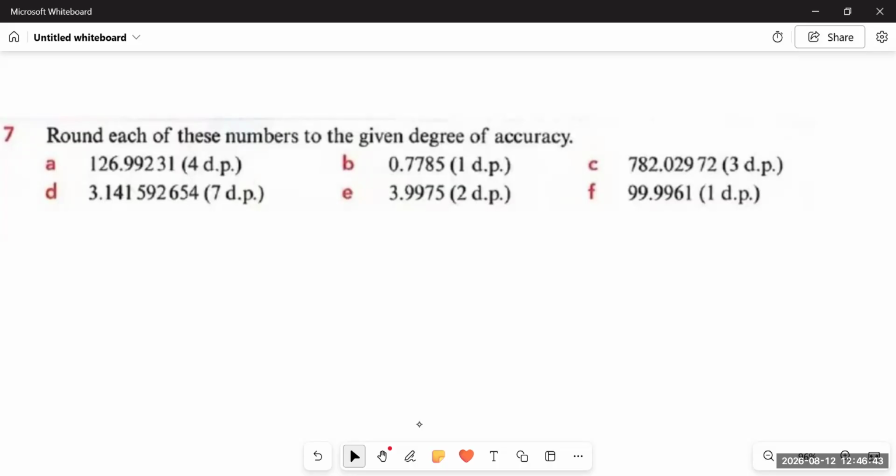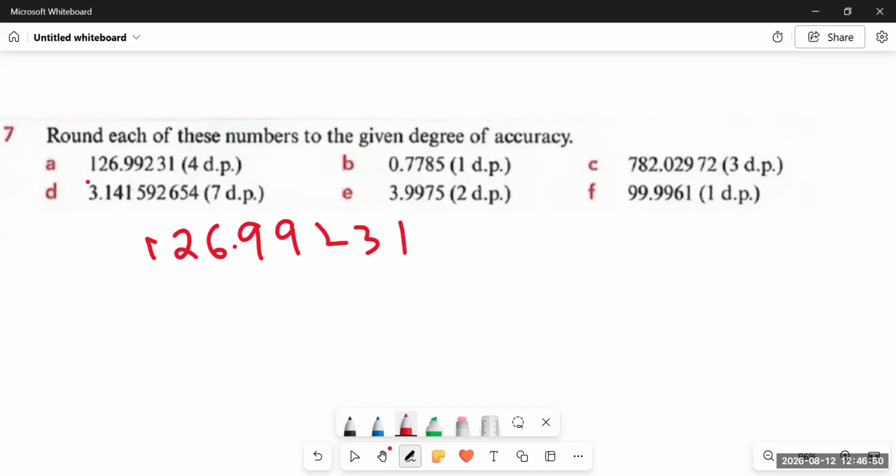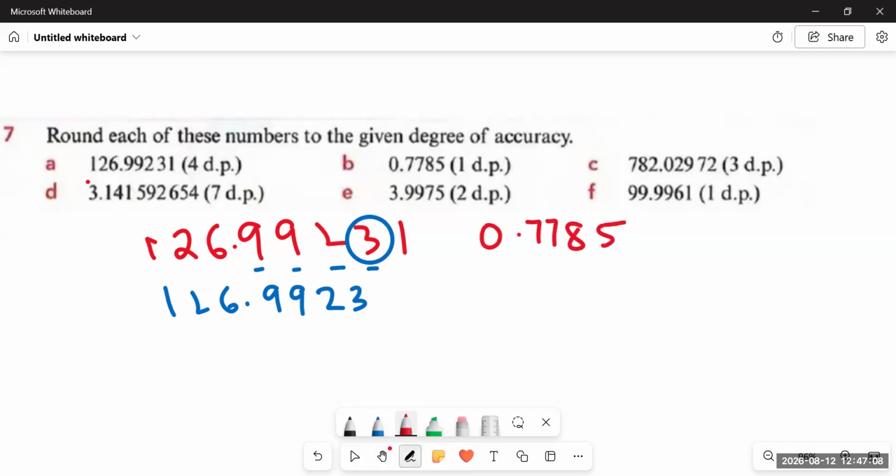So starting from the first one, we have 126.99231. We have to round it to 4 decimal places. 1, 2, 3, 4. We have to round 3. The digit next to it is a weak digit, so it will be 126.9923. Next, we have part B, 0.7785, and we have to round it to 1 decimal place, meaning 7, and the digit next to it is a strong digit, so we'll add 1 into it. It will become 0.8.